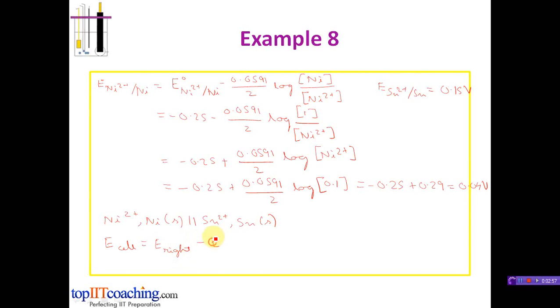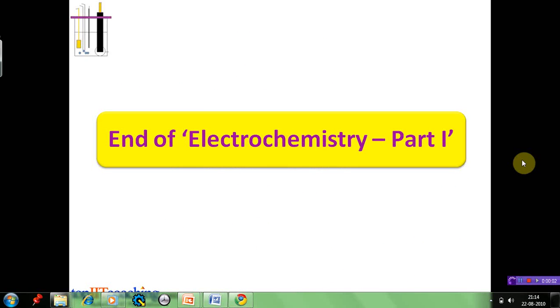And EMF of the cell will be equal to EMF of the half cell at the right hand side minus EMF of the half cell at the left hand side. That will be equal to 0.15 minus 0.04, that is equal to 0.11 volt. This is our answer.